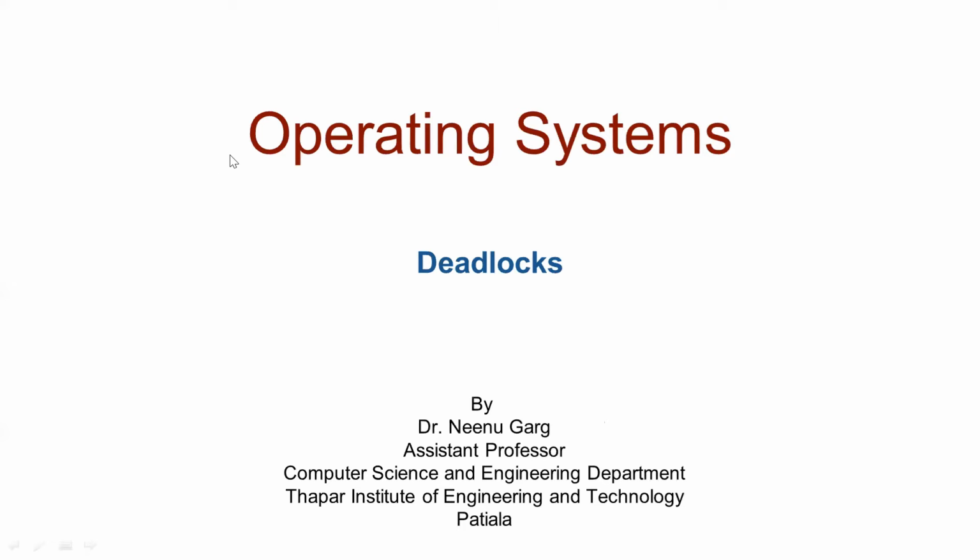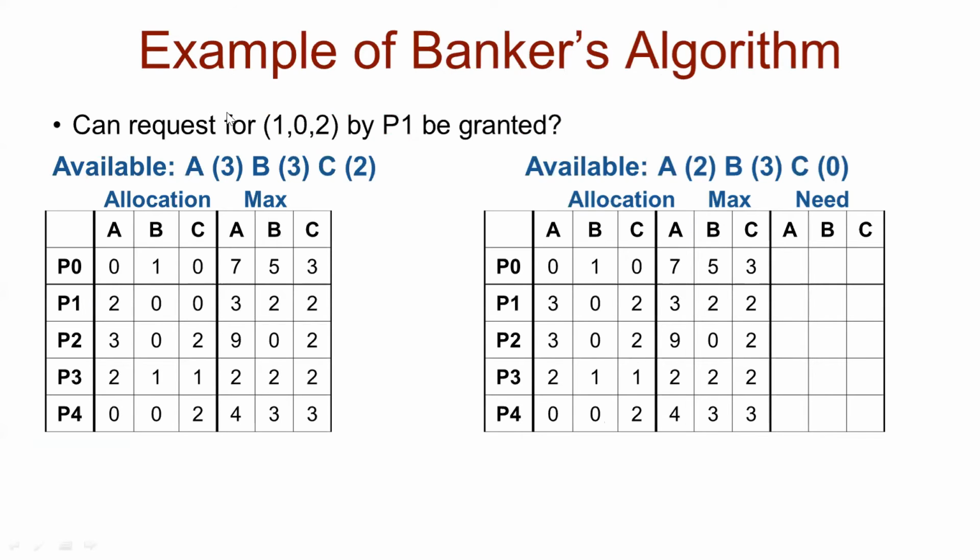In this session, we will see more examples of Banker's algorithm. Let's start. As you can see, this is a snapshot of processes at time t0. The question here is that at time t1, P1 requests for resources 1, 0 and 2. We want to find out whether this request should be granted or not.